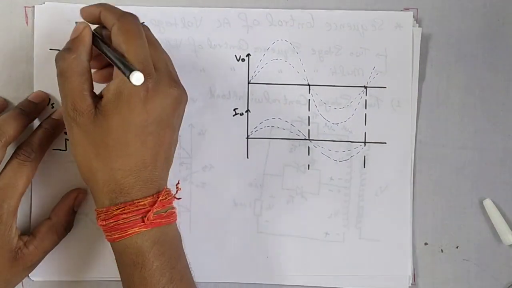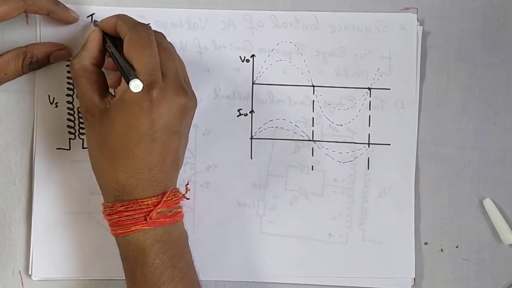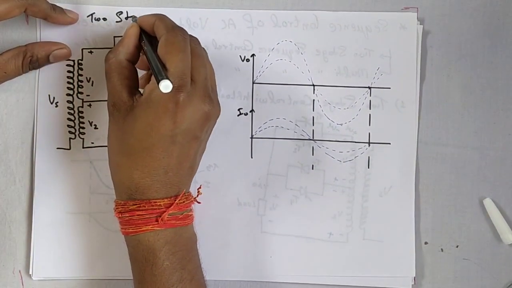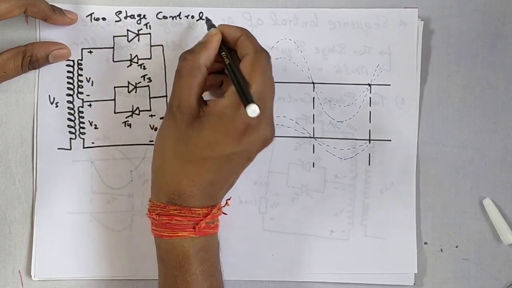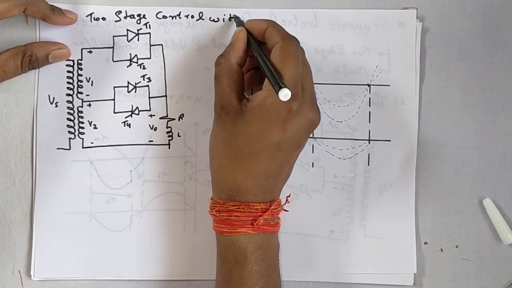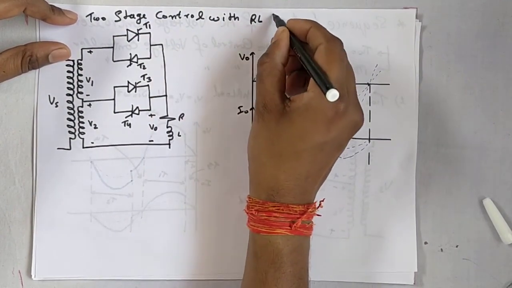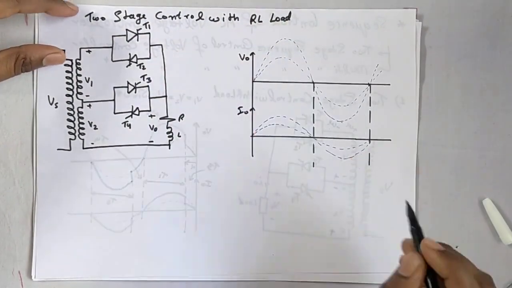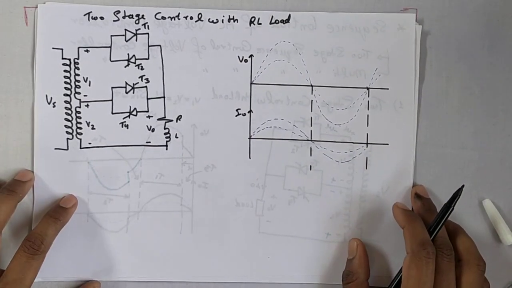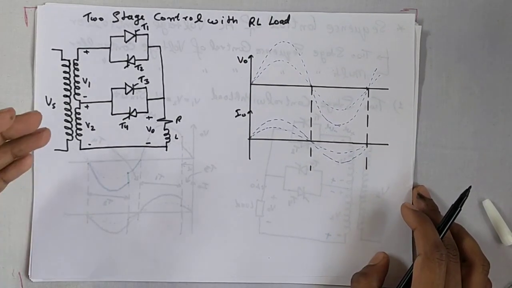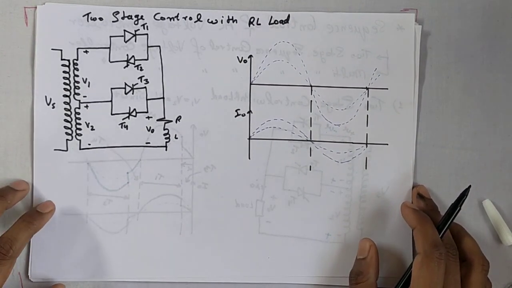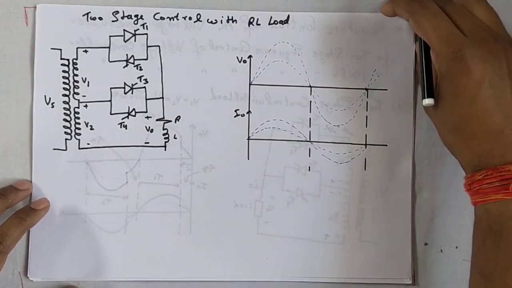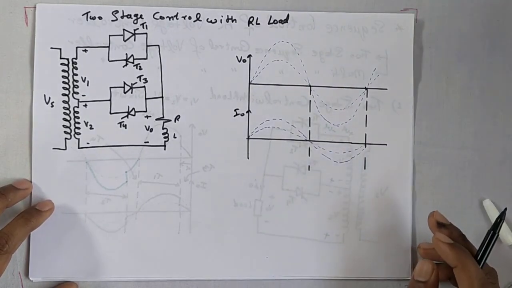This one is the two-stage control with RL load. Let's see what happened in RL load. The circuit diagram is the same as in R load. So let's explain how we will draw the output voltage and current equation.